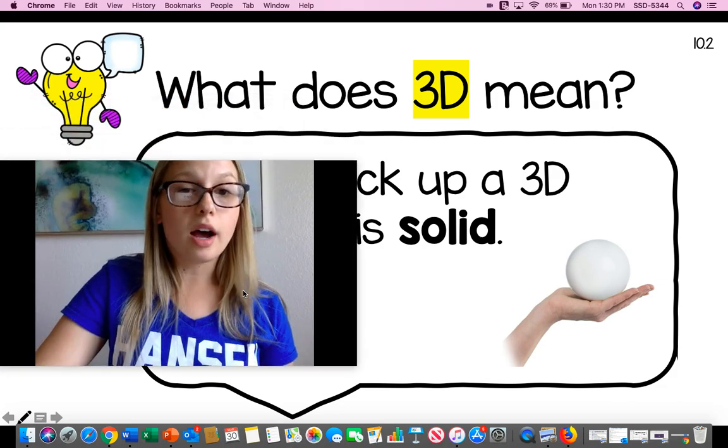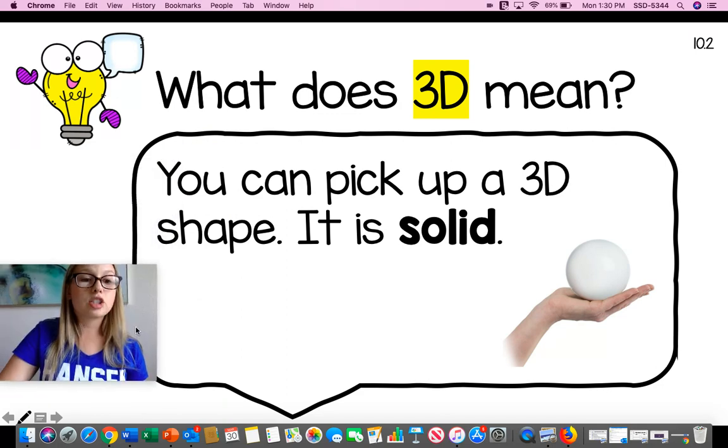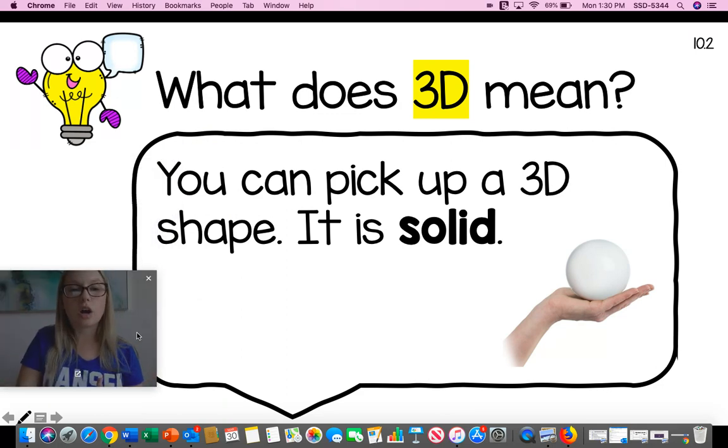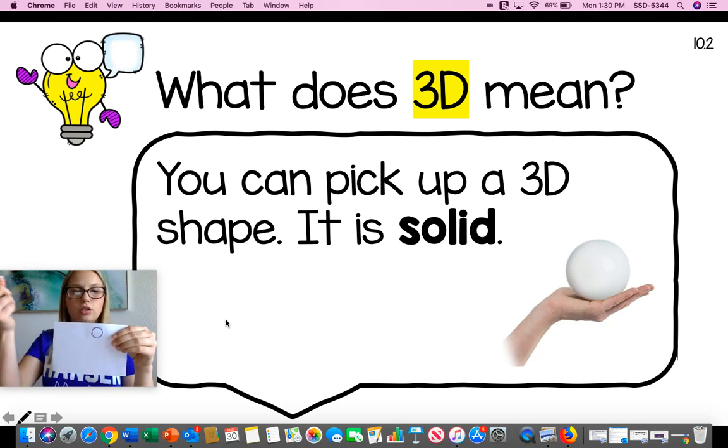And that's a lot to remember. I know. We're going to go over it some more. But solid, all you need to know is solid means real life. You can touch it. You can pick it up, hold it, knock on it. It's real. You can't pick this up. You can't take the circle off and touch it, right? It's not real. It's not solid.